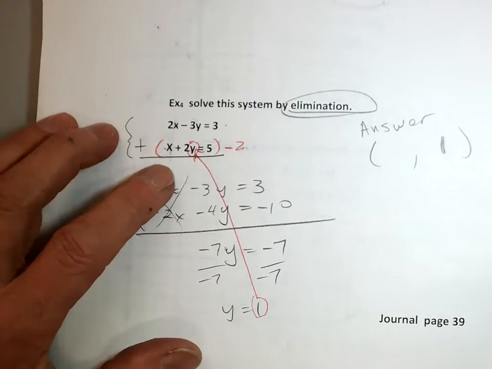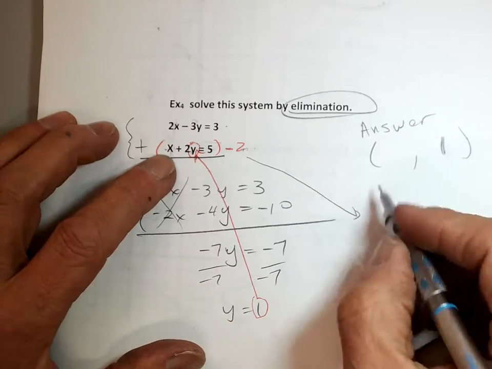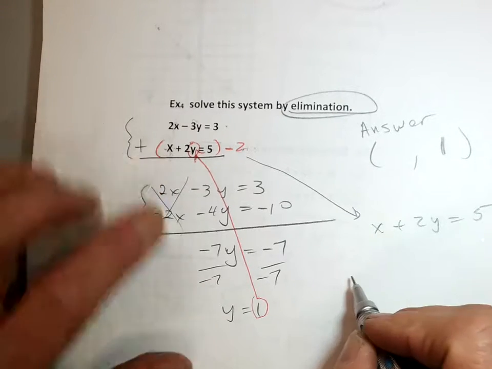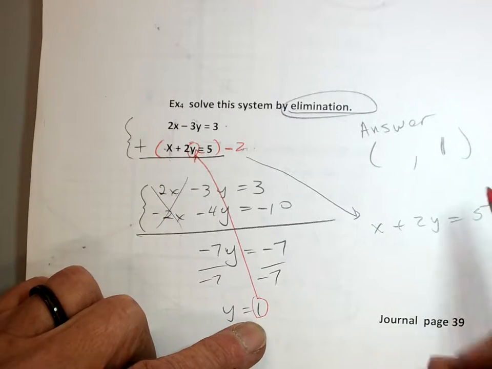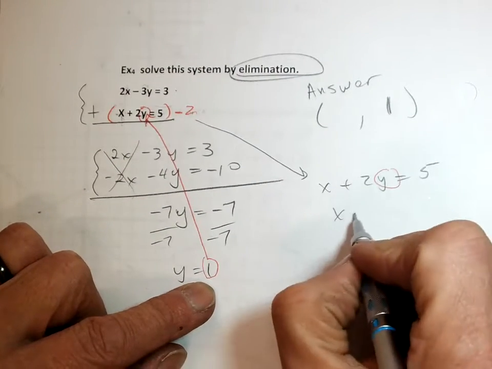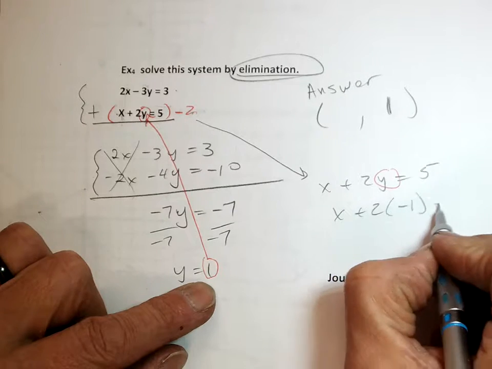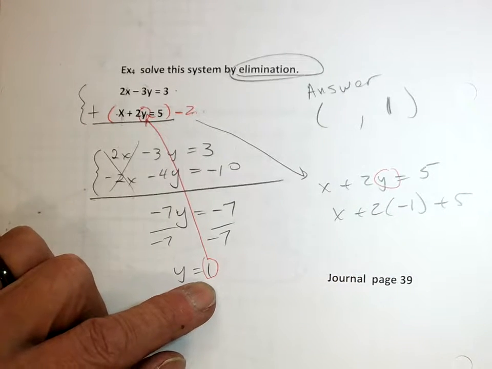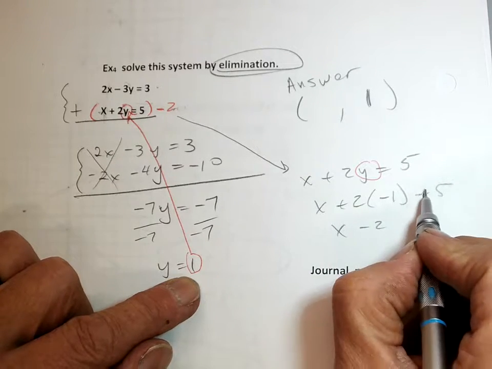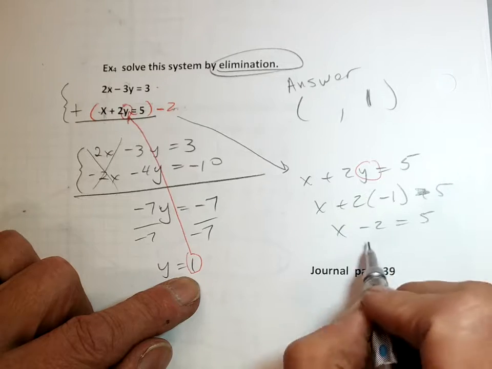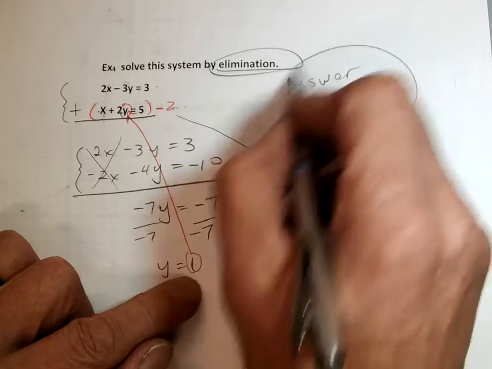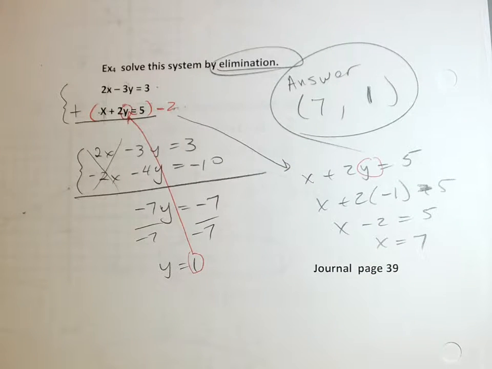So I'm going to rewrite this as x plus 2y equals 5, but I'll plug in the negative 1 in for y, right? So I'm going to go, okay, x plus 2 times negative 1 plus 5. I'm going to get x minus 2 equals 5, my bad, equals 5 plus 2 is 7. So put the 7 right there. Okay? Now, easy. This is a review of algebra.